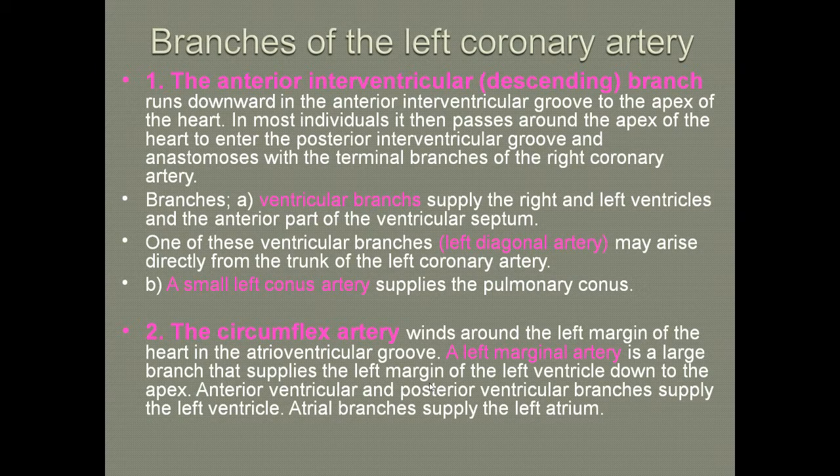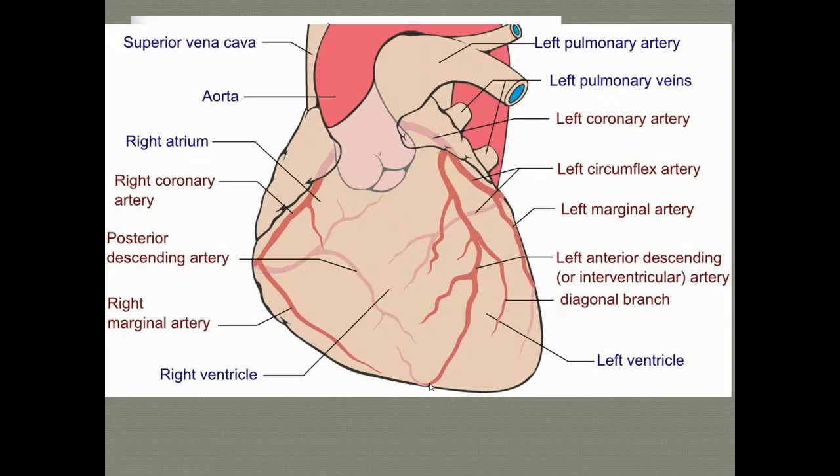The circumflex artery winds around the left margin of the heart in the atrioventricular groove. A left marginal artery is a large branch that supplies the left margin of the left ventricle down to the apex. Anterior ventricular and posterior ventricular branches supply the left ventricle. Atrial branches supply the left atrium.